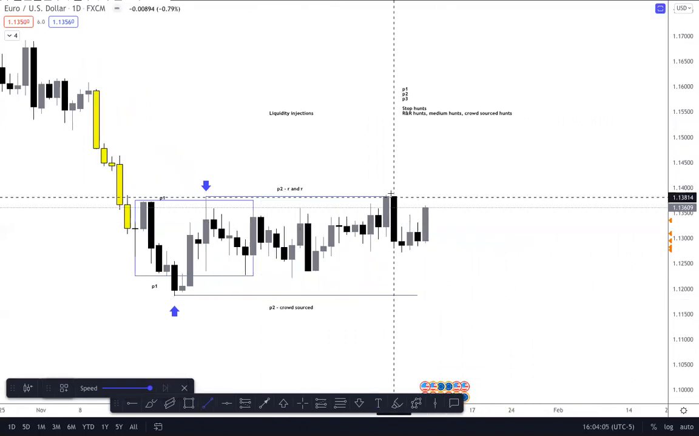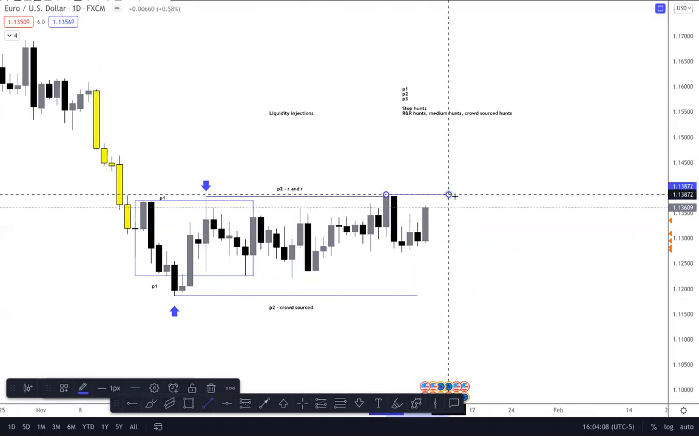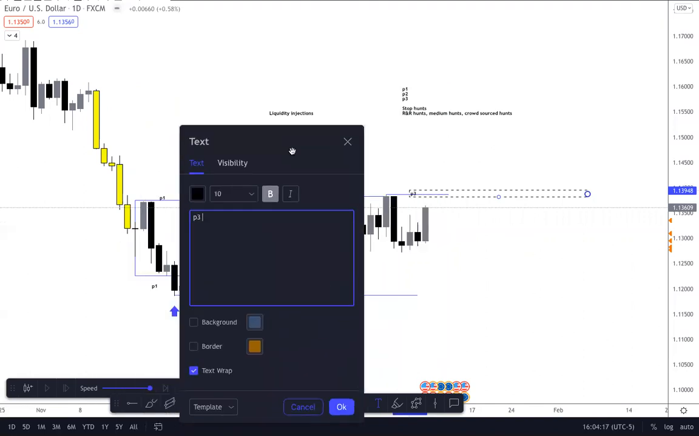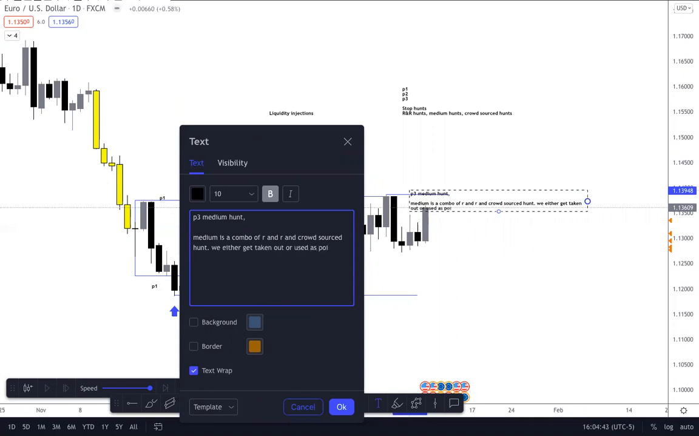Our last phase, which is phase three, is generally the most powerful phase in the market. Right, this right here would be phase three, right? And it looks to me that this would be a medium hunt, right? A medium hunt is a combo of R&R and a crowdsourced hunt. This basically means we either get taken out or used as a POI.